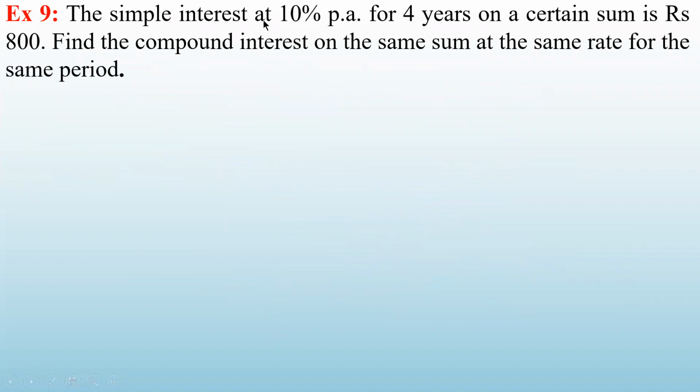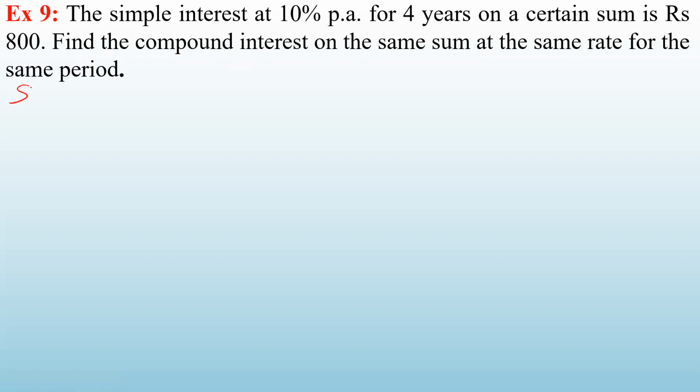See here, the simple interest at 10% per annum for 4 years on a certain sum is rupees 800. That is given to you, that the simple interest on a certain principal is 800. Find the compound interest on the same sum at the same rate for the same period. Okay, so let us see that.